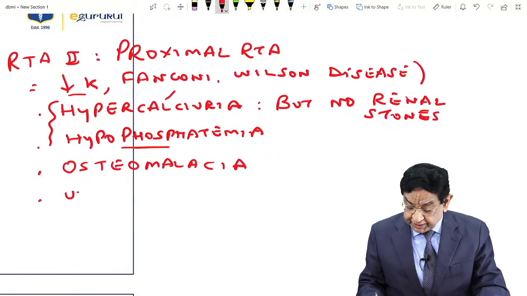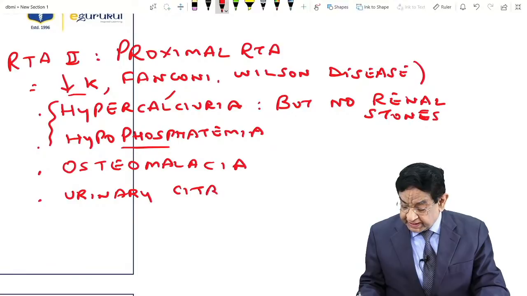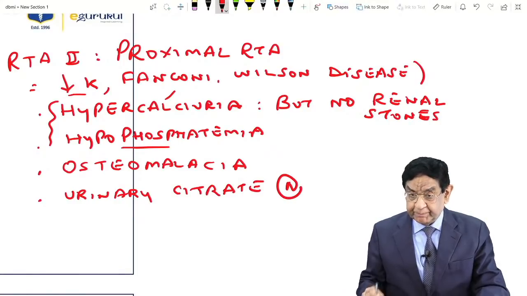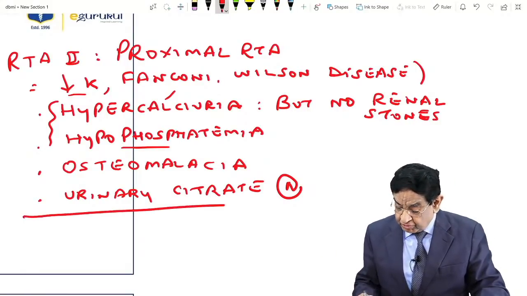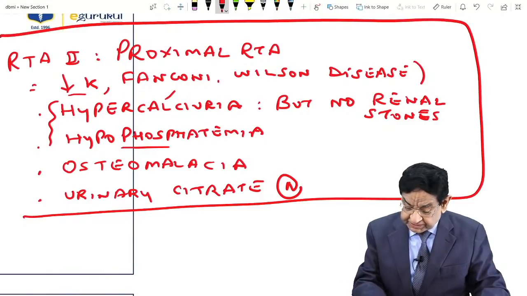Here urinary citrate level is normal. What the importance, this I'll be discussing in the next slide. But as of now, the golden line to remember is this.